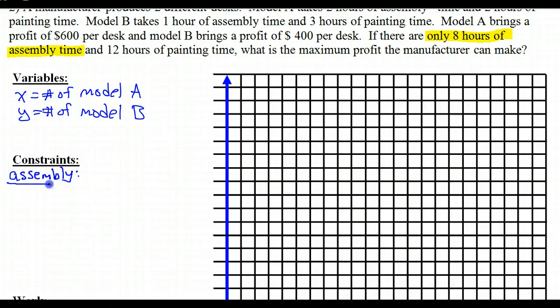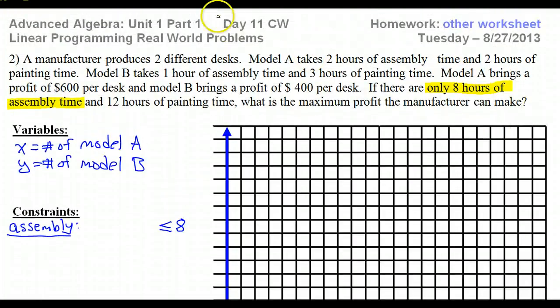Okay, maybe I can just squeeze it in right here. Only 8 hours. That means whatever else happens is going to be less than or equal to 8. So since we're talking assembly, I'm going to scan through the problem looking for every mention of assembly. Model A takes 2 hours of assembly. Model B takes 1 hour of assembly. That's the rest of my inequality. So that's going to be 2x plus y, so 2x plus y is less than or equal to 8.